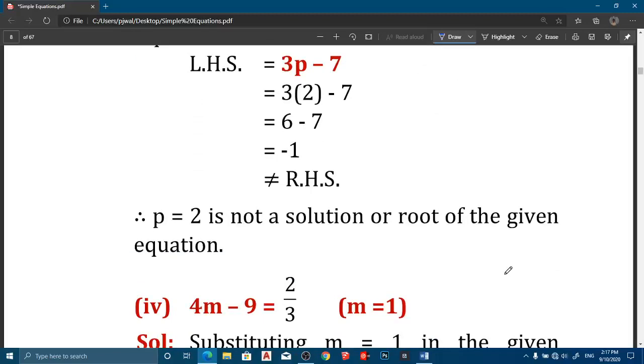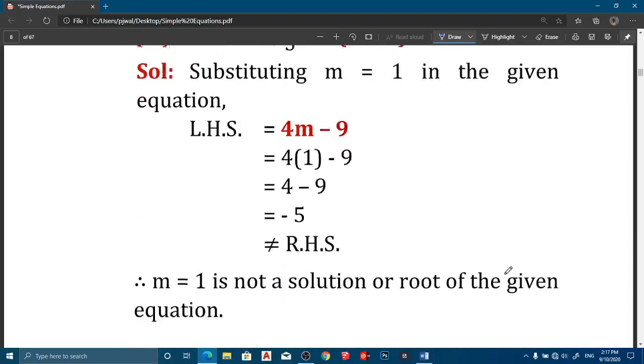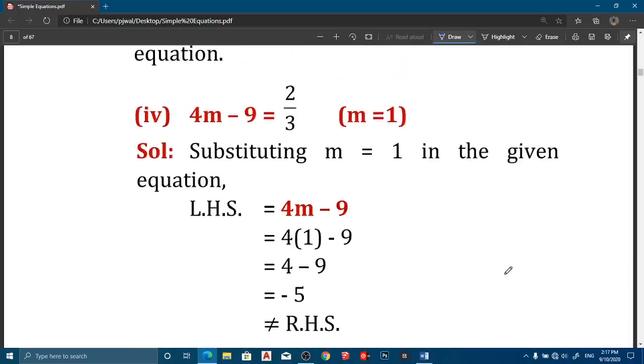Next, 4m minus 9 is equal to 2 by 3, where m is equal to 1. So substitute m is equal to 1 in place of m in the LHS. Take the LHS. So 4 into 1 minus 9. 4 minus 9 is equal to minus 5.